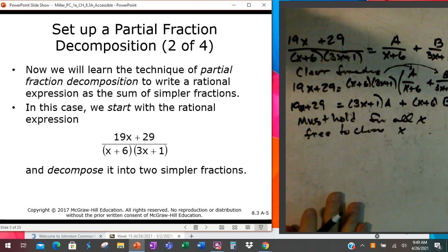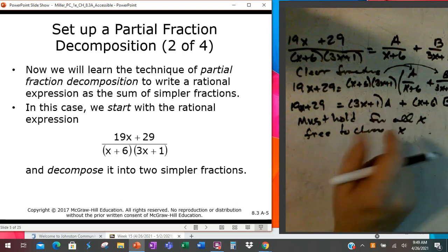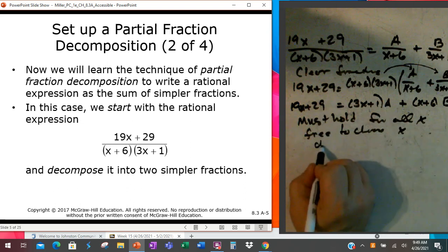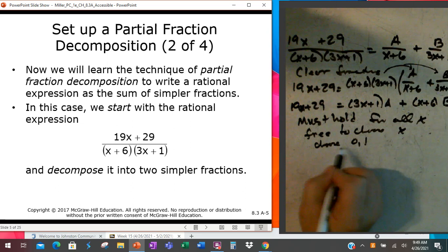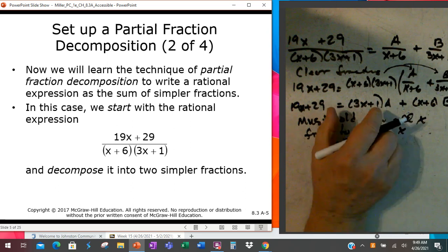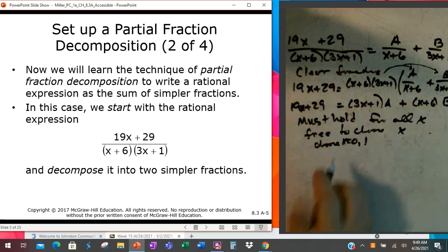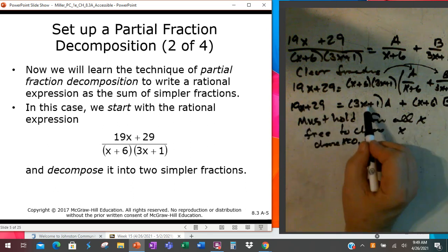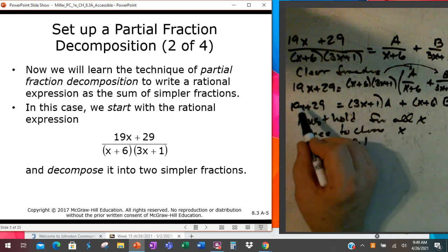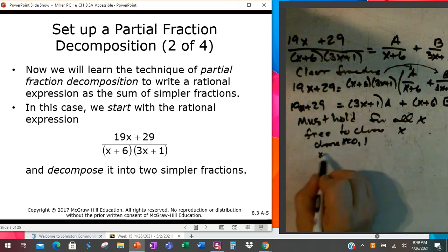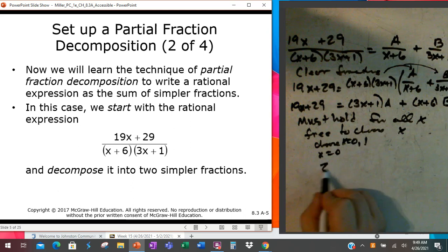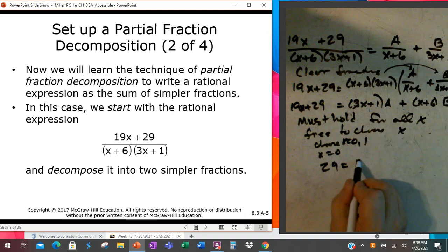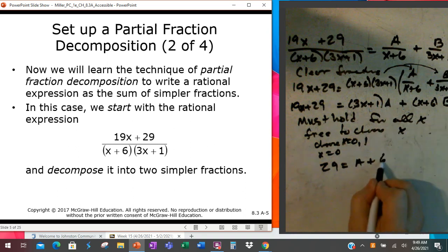x. And if I have two of these things, what I'm going to do is basically choose 0 and 1. X equal to 0, write a system. Choose 1, write a system, and then solve that system. Okay, x is equal to 0 is always easy because there it just goes away. So for x equal to 0, I get 29 is equal to 3x is 0, so that's just a plus 6b.